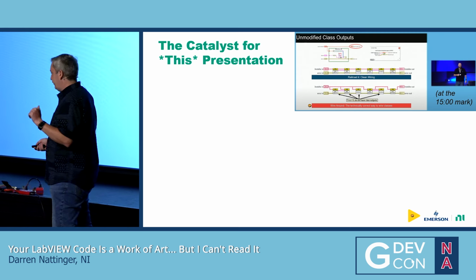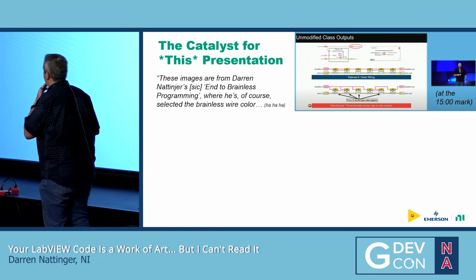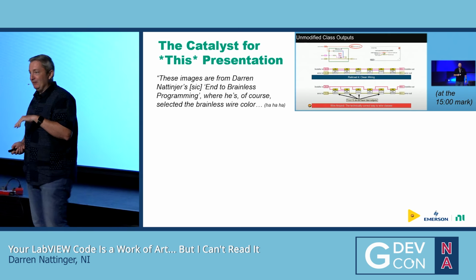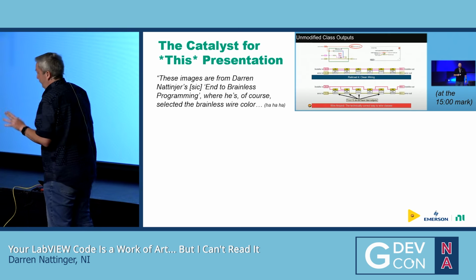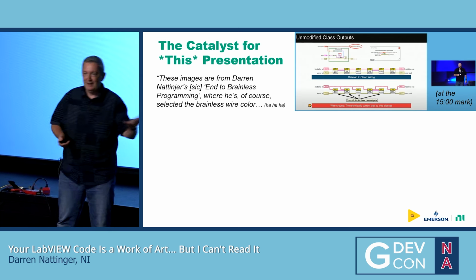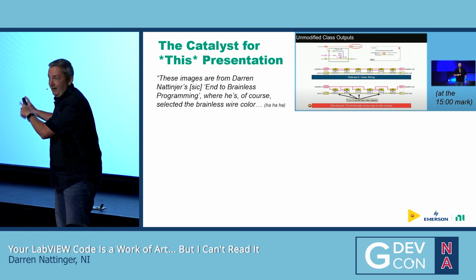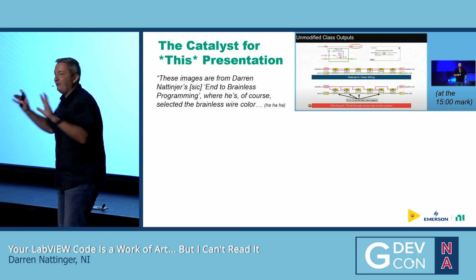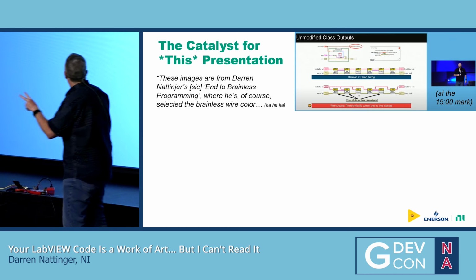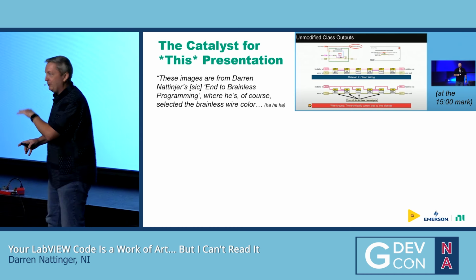And here's how his quote starts. At about the 15-minute mark, he says, "These images are from Darren Nattinger's end of Brainless LabVIEW programming, where he's, of course, selected the brainless wire color," and then he giggles to himself, and some people in the audience giggle to themselves. This isn't even the part of the quote. I'm not there yet. I'm just halfway there. But I feel like I have to pause because, one, he said my name wrong. And two, I didn't even write those diagrams. I just grabbed them from someone else and put them in my presentation.